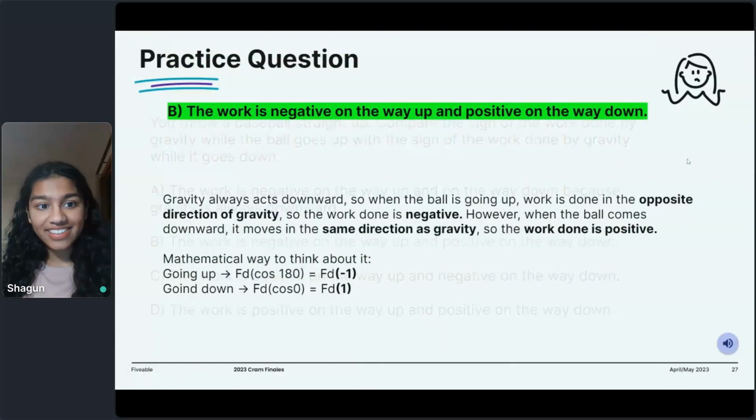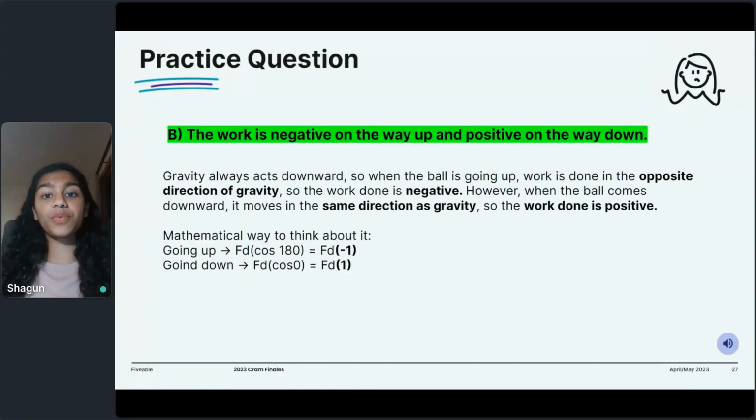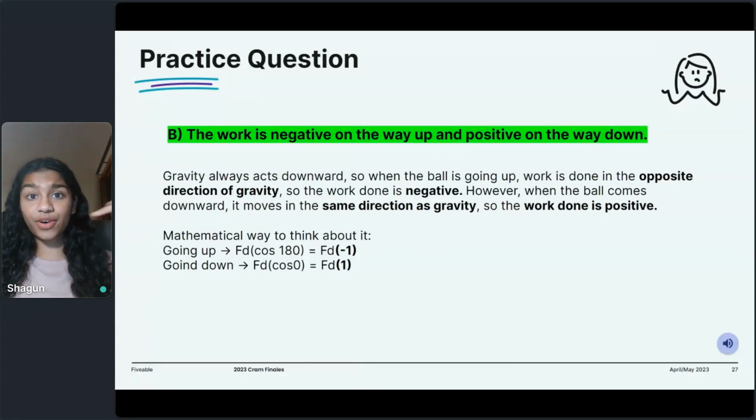The answer is B. The work is negative on the way up and positive on the way down. That's good because it looks like you guys grasp the concept really well. So that's true because if we think about what gravity is, like I said, if you have that object and you create your free body diagram, gravity always acts in the downward direction. So therefore, our force is downwards.